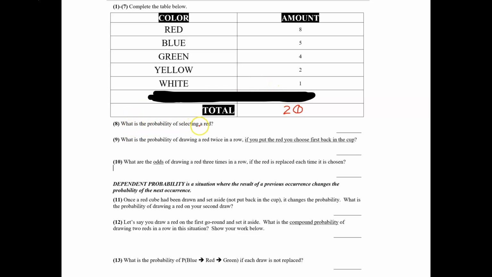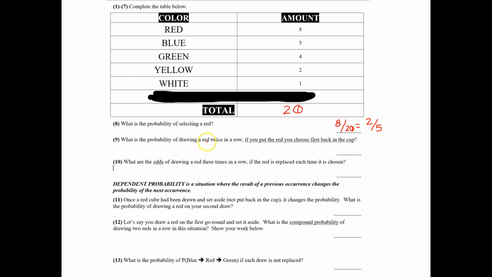What's the probability of selecting a red? Well, we have 8 reds in the cup, so that's going to be our numerator. And then we have a total of 20. So 8 over 20. That fraction can, of course, be simplified. Both 8 and 20 can be divided by 4. 8 divided by 4 is 2, and 20 divided by 4 is 5. So the probability of selecting a red from a totally full cup is 2/5.